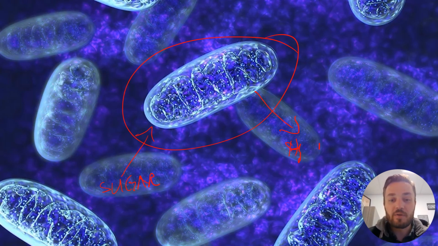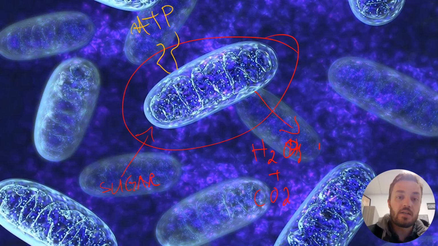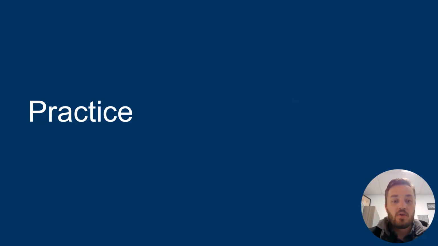It's going to be water, and it's also going to be CO2. But the reason it's doing that is trying to extract the energy from the sugar, right? And it can use that energy to then make this little compound known as ATP. Okay. So let's do some practice problems.